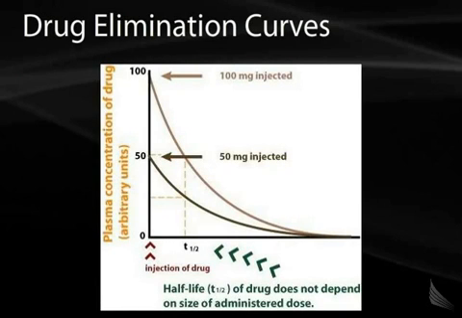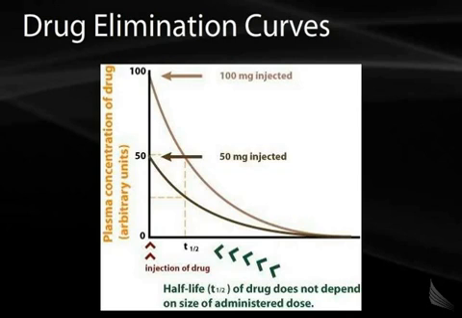Along the same lines, the drug elimination curves will show that the half-life of the drug does not depend on the size of the dose that was given to the patient. Here we have two different patients, one who received 100 milligrams of a drug and another patient who received 50 milligrams of the drug. And as you can see, both patients have the same half-life.